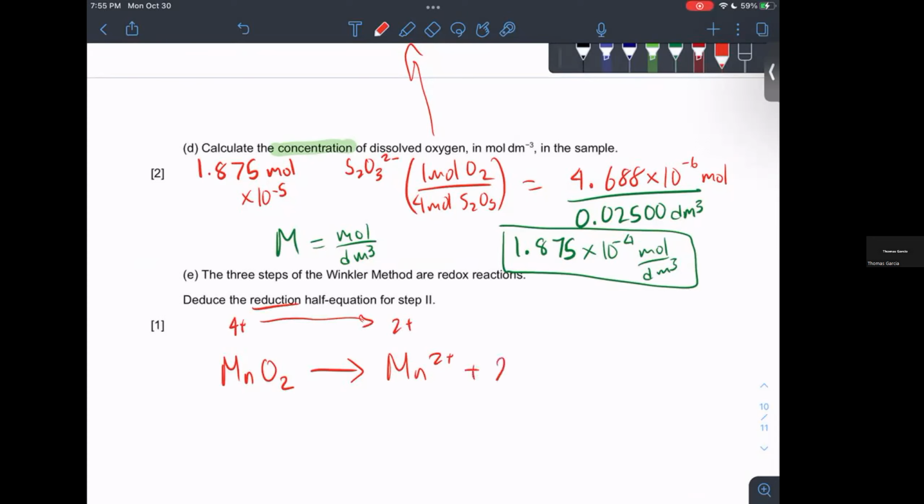We're going to add 2 H2O to balance the oxygen. We're going to add 4 hydrogen to balance out the hydrogen. We have a 4+ here, a 2+ here. We're going to add 2 electrons to balance out the charge, and we are done.